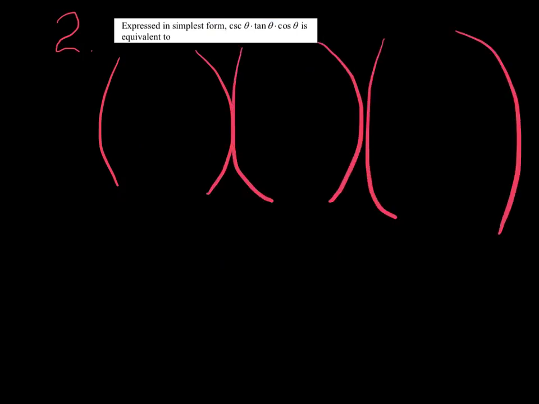All right, let's try another one. This is expressed in simplest form. Cosecant times tangent times cosine is equivalent to what? So again, I'm just going to replace all 3 of those terms with what they stand for. Okay, so start with cosecant. Cosecant is the reciprocal of sine, so that would be 1 over sine theta.